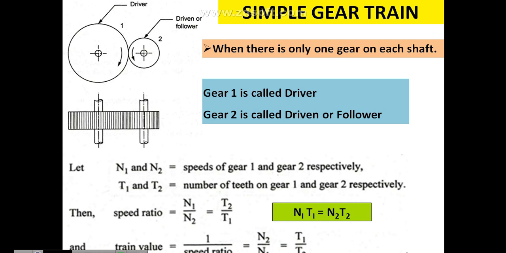Then coming to the speed of both the gears, it is denoted by the letter N. So N1 is the speed of gear 1, N2 is the speed of gear 2. Similarly for the number of teeth, T1 is the number of teeth on gear 1, T2 is the number of teeth on the second gear. Coming to the gear speed ratio, N1 by N2 is T2 by T1, derived from the formula N1 T1 equal to N2 T2. You know very well the train value is the reciprocal of the speed ratio, so 1 by speed ratio. So the formula becomes N2 by N1 equal to T1 by T2.